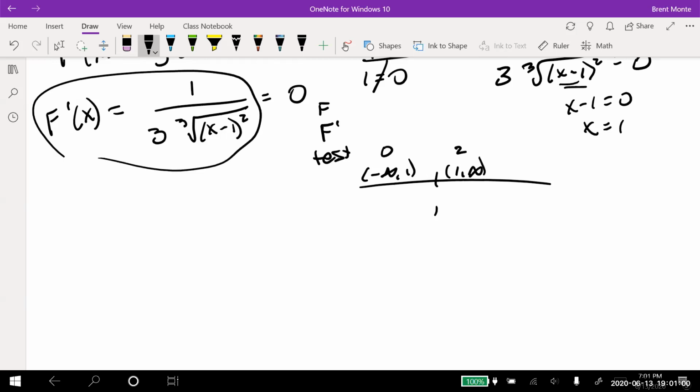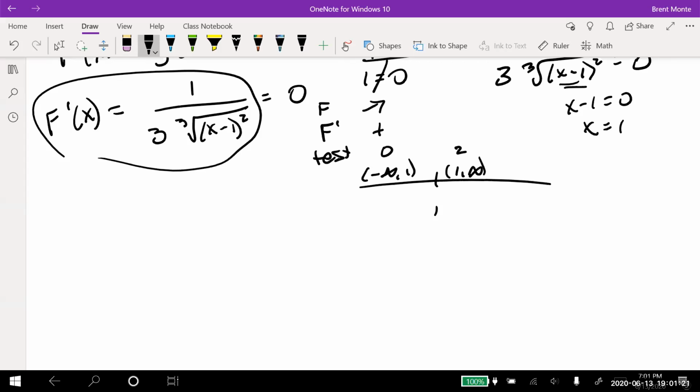Let's just do it there. If I plug in 0 for x, on the bottom I get negative 1 squared, which is 1. So it's positive. And then I take the cubed root, it's still positive. I multiply by 3, it's still positive. And then the top's 1, which is positive. 1 divided by a positive number is positive, so the graph's going up.